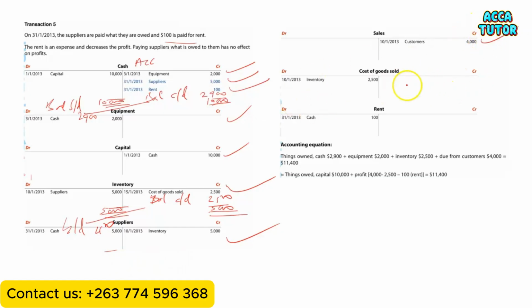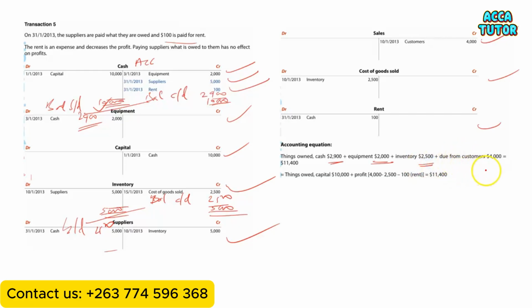Sales, there were 4,000. Cost of sales was like that. All these rent was like that. So the accounting equation by the end of the day is actually showing the cash 2,900, which we have found out is the balance BD there, the 2,900. Okay, and equipment 2,000 is just the same balance. Inventory, because we sold only half and we are left with 2,500 worth of inventory, so that's good.